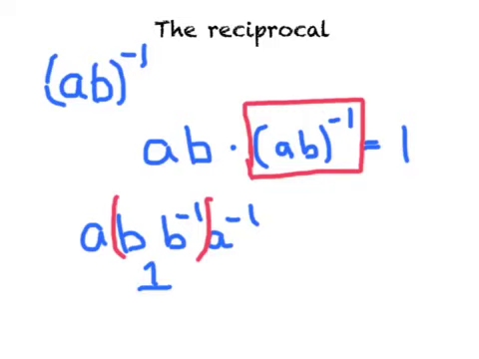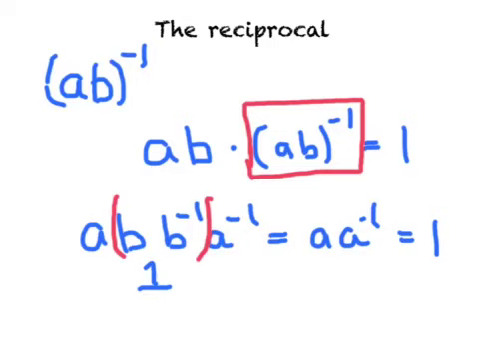Okay, hopefully you recognize that. So that means that this equation is the same as A times the reciprocal of A, which again is equal to 1. So all in all, what have we just demonstrated?